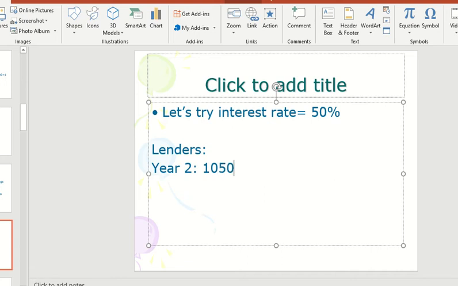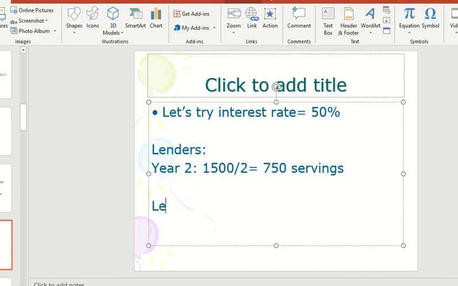So $1,000 with 50% interest. So that's 1,500, right? 1,500 in year two, and then divided by 2, so that will give us 750 servings. Still falls short of $1,000.